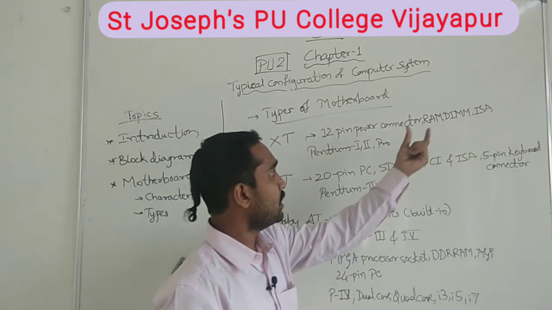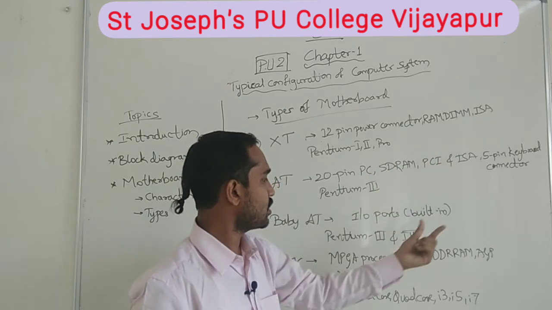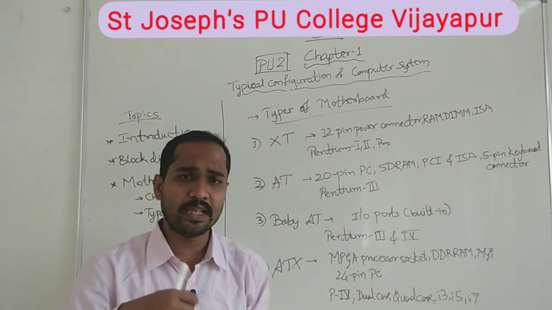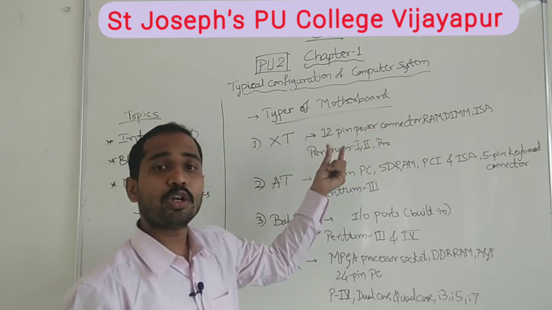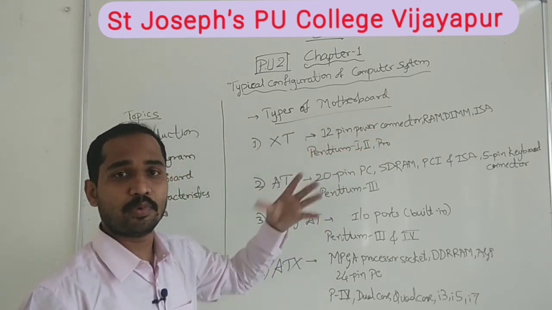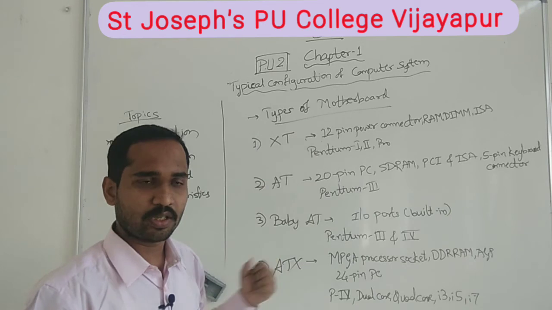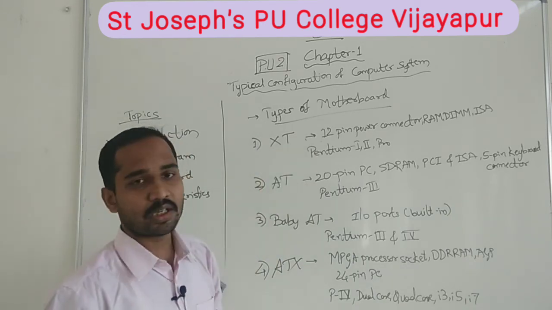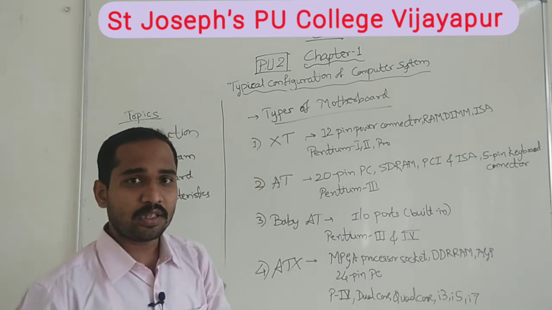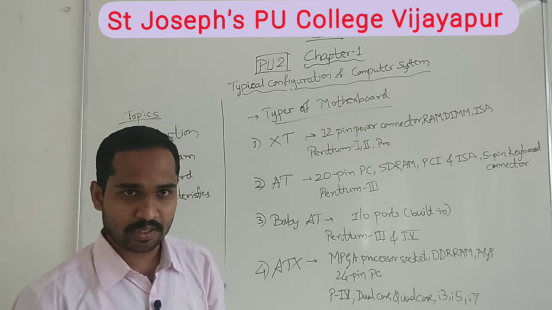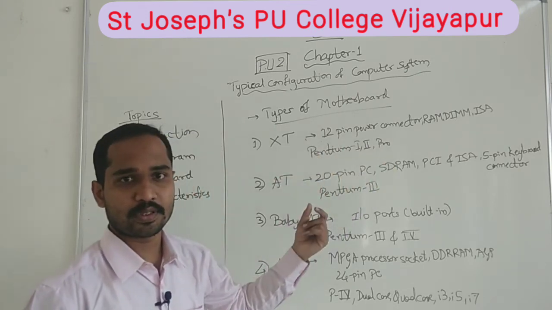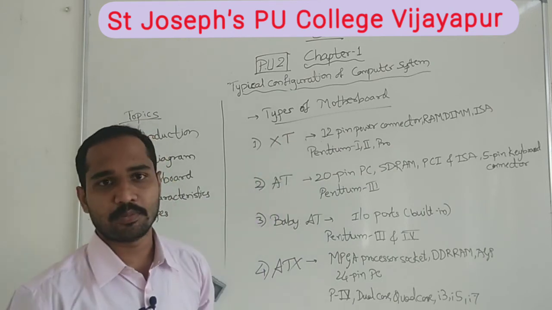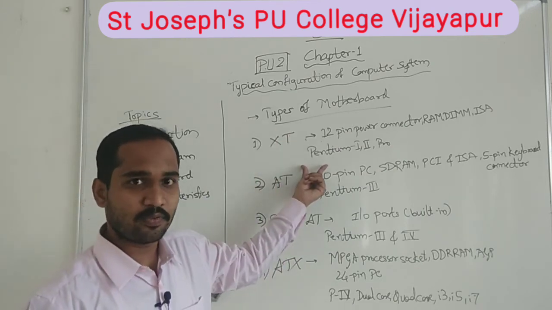Now, what are these ISA slots, PCI slots? These all you will study in detail in the next video. Just mention what all were there in the XT motherboard in older times. So this is the Extended Technology Motherboard. For everything you have to write at least one example. Pentium 1, Pentium 2 and Pentium Pro processors were using the XT motherboard. This is the first motherboard.